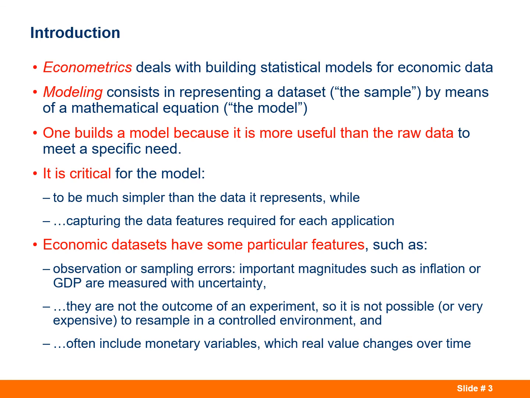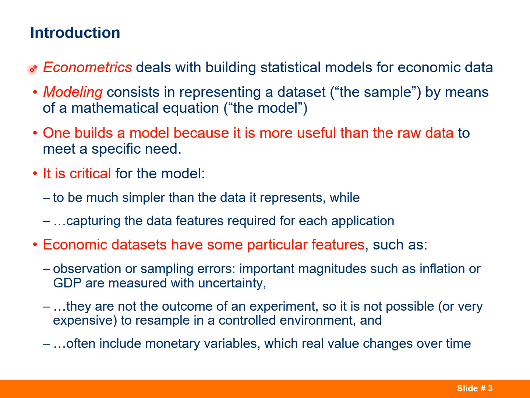So first, an introduction. What is econometrics? Econometrics deals with building statistical models for economic data. To understand when a model is statistical, first let's consider an equation which is not statistical. This equation is the famous equivalence between energy and mass. Energy is mass times the speed of light squared, E equals m times c squared, very well known.